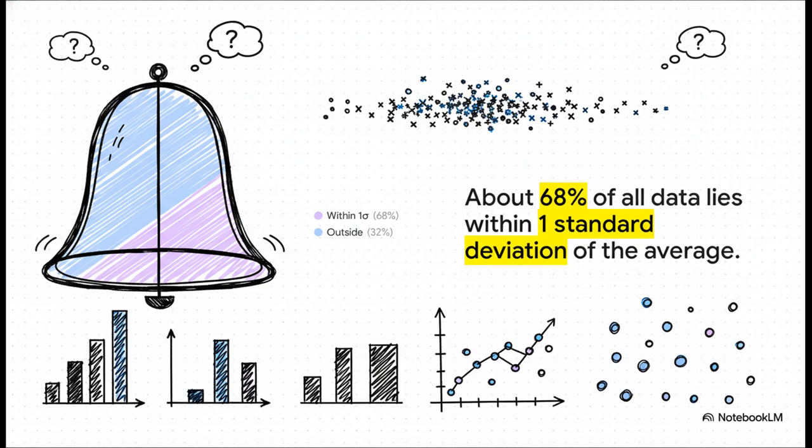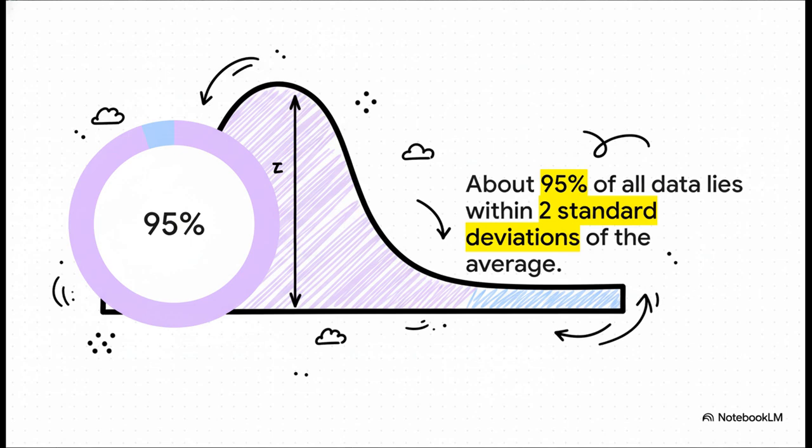Here's how it works. For most things, about 68% of all the data, the really common everyday stuff, is going to fall within just one step, or what we call one standard deviation away from the average in the middle. Okay, now go out two steps from that average. Boom. You've just captured about 95% of everything. We're talking pretty much all the normal, expected outcomes are living inside this range.